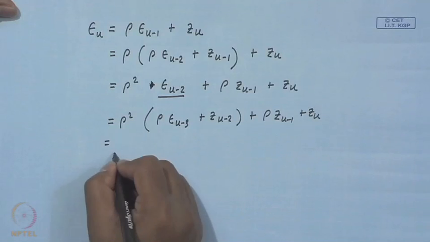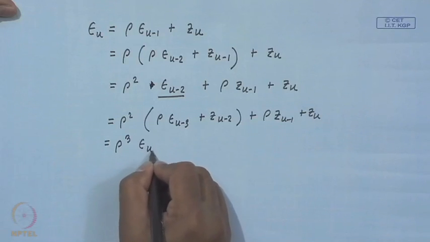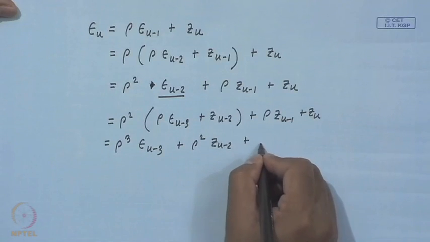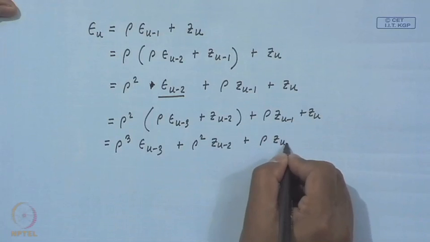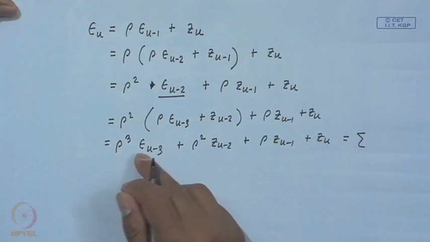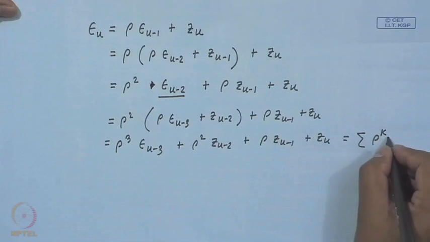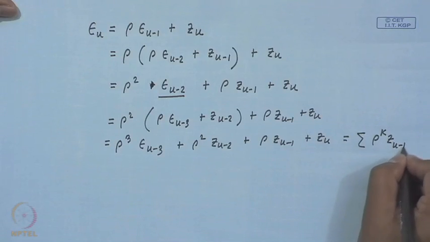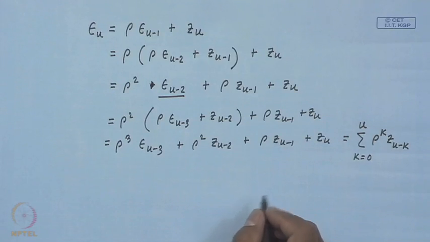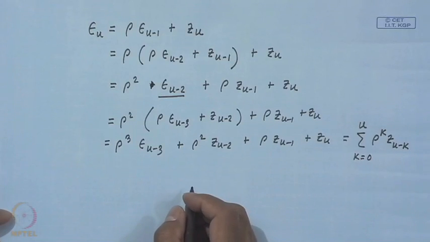So, what you will get is rho to the power of 3 epsilon u minus 3 plus rho square z u minus 2 plus rho z u minus 1 plus z u. Ultimately, you again replace epsilon u minus 3 using this formula, and you can write this as the sum of rho to the power of k z u minus k, k going from 0 to u. You can check that. So, this is epsilon u in terms of the z's.